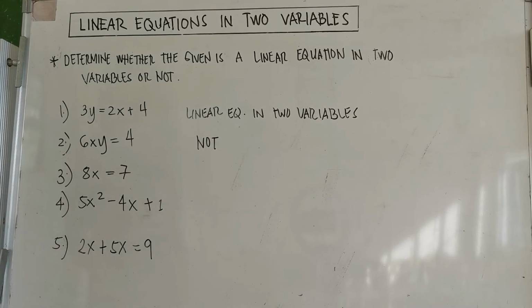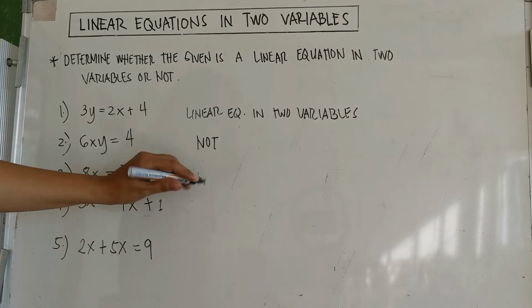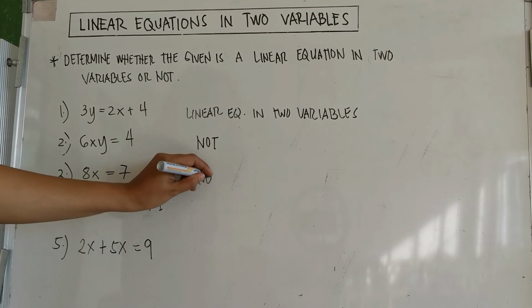Okay, number 3, we have 8x is equal to 7. Okay, obviously, we have only x as the variable. Ibig sabihin, hindi siya linear equation in two variables. Though siya ay linear equation, but hindi linear equation in two variables. Okay? So, number 3 is not.